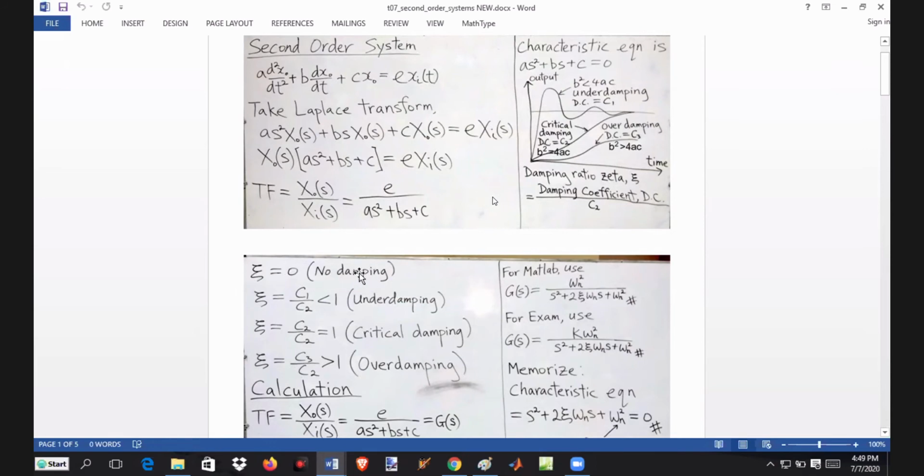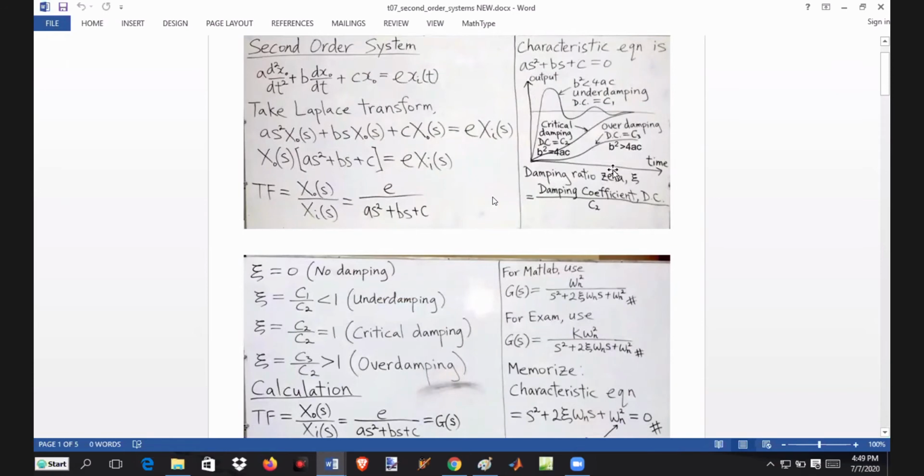Zeta equals 0 is no damping. Zeta equals C1 over C2 is under damping. Less than 1 is under damping. Zeta equals C2 over C2 equal to 1 is critical damping. Zeta equals C3 over C2 greater than 1 is over damping. But so far, there's no question set on this C1, C2.